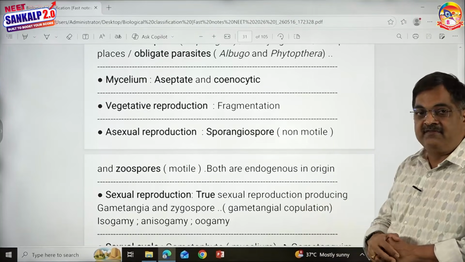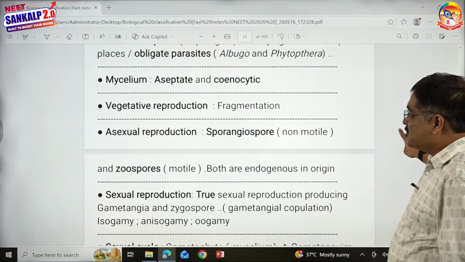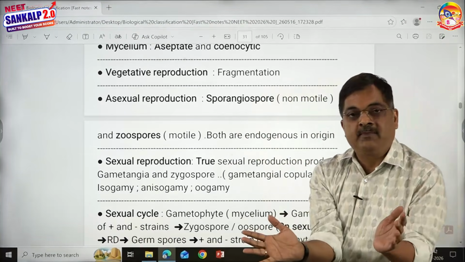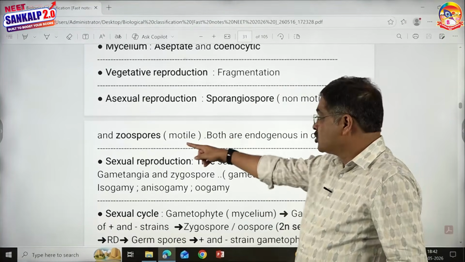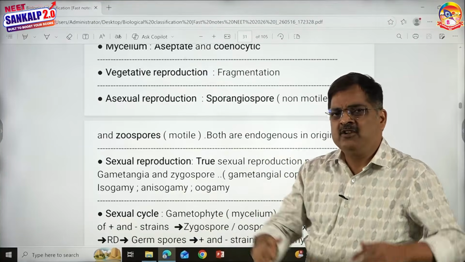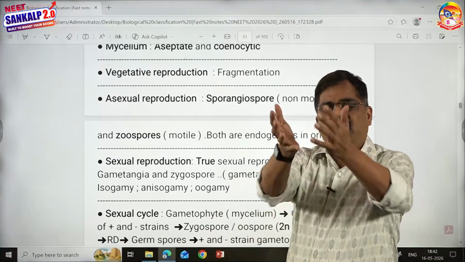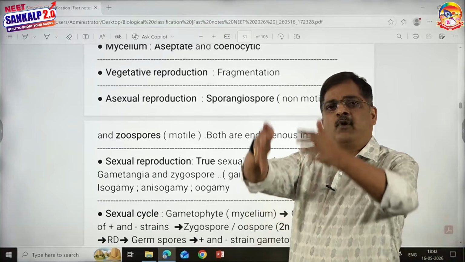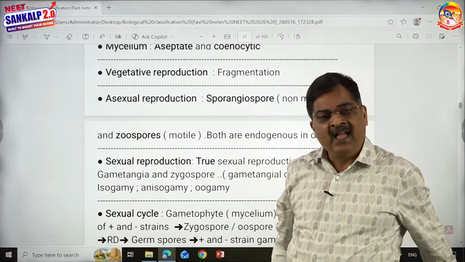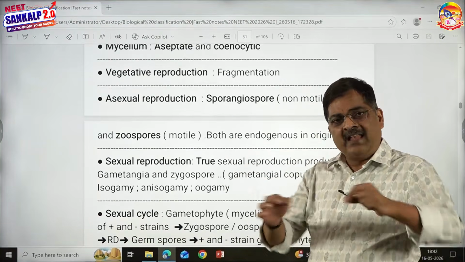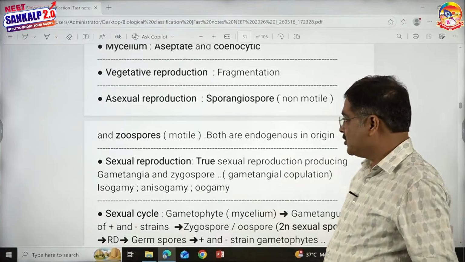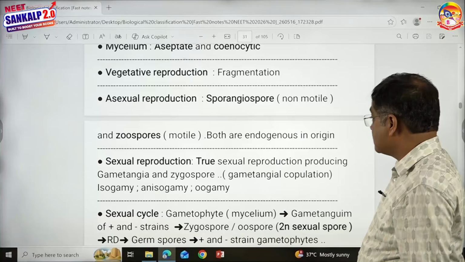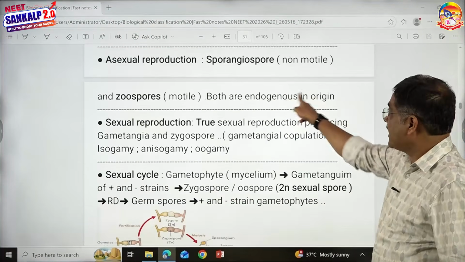Vegetative reproduction is by fragmentation. Asexual reproduction, already we talked about. Sporangiospores are inside the sporangium, non-motile. And zoospores are motile. In slime moulds we studied, no? In the sporangium, all the diploid nuclei migrate, reduction division. But here there is no diploid nuclei. All the haploid nuclei migrate and form a wall. And that is called sporangiospores. And if they have flagella, you call them zoospores. Both of them are produced inside the sporangium. Remember, both of them are endospores.